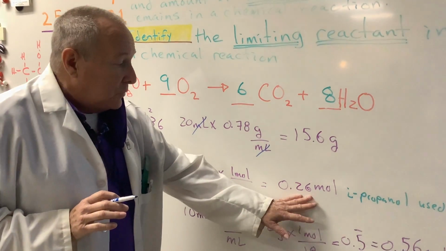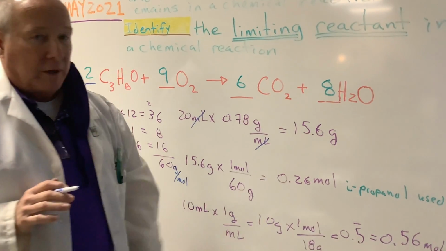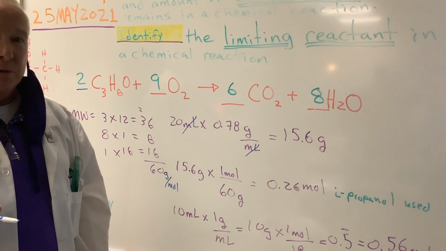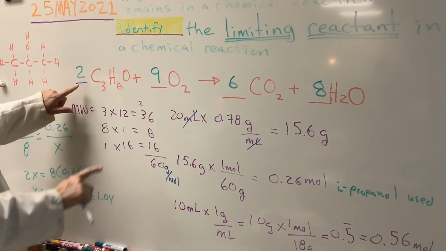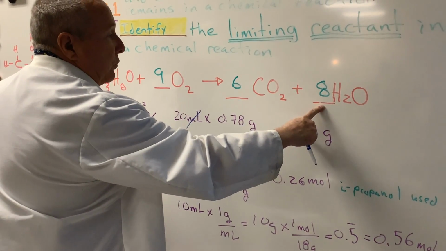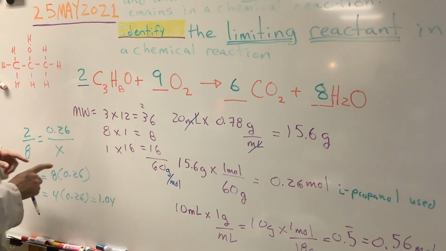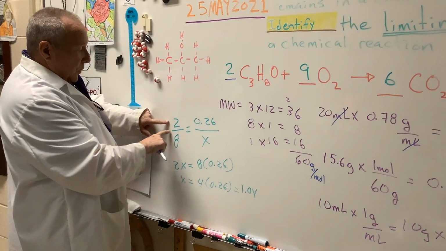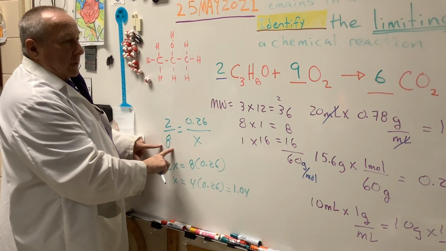We used in the experiment 0.26 moles of isopropanol. Now, how many moles of water are we going to produce? Well, in the reaction, every 2 moles of isopropanol produce 8 moles of water. So I set up my mole ratio. That's a ratio of 2 to 8: 2 moles of isopropanol to 8 moles of water.